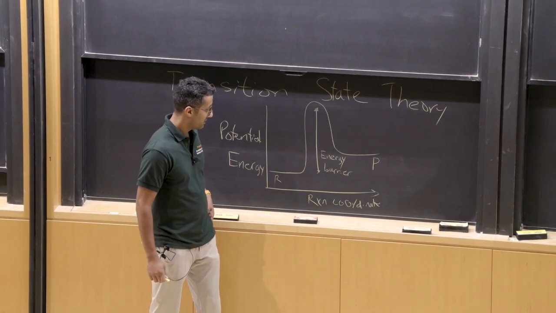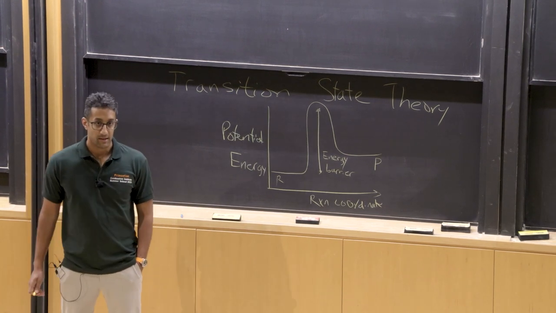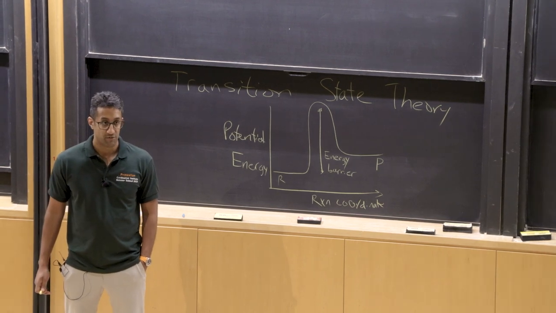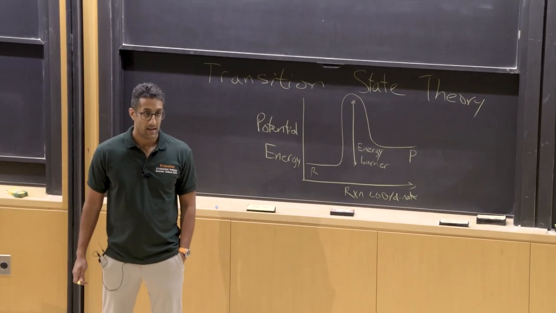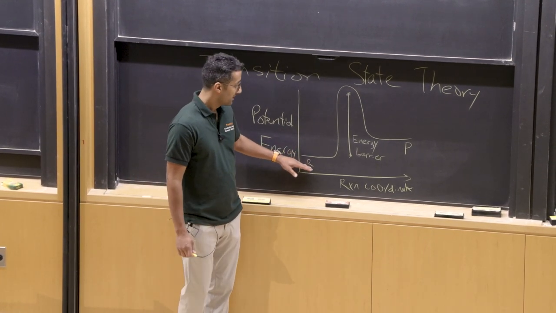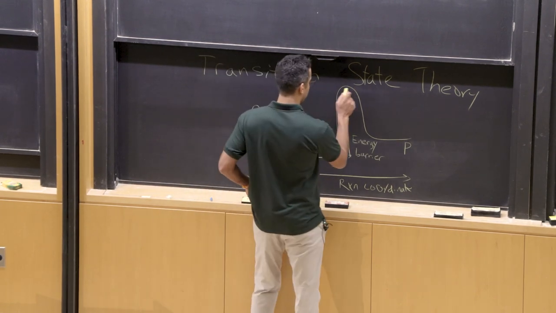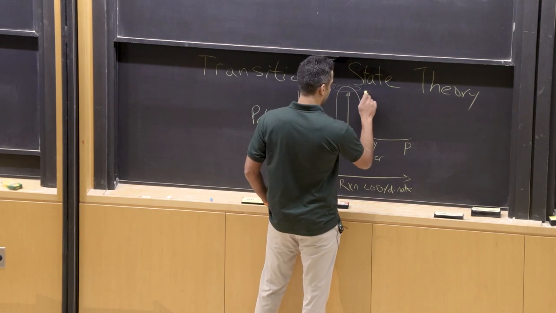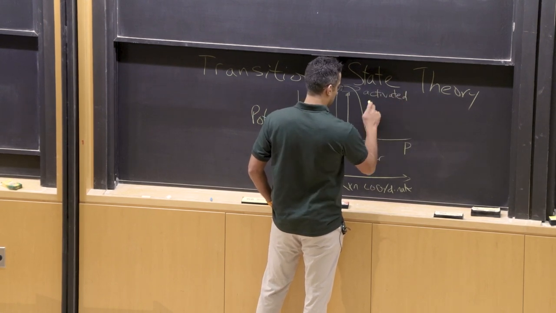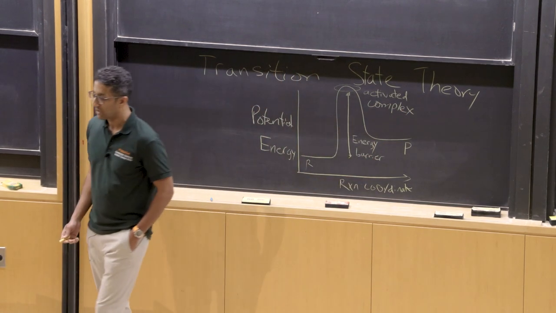Now, transition state theory came from a chemist named Polanyi, and he won the Nobel Prize for his discovery of transition state theory and his applications of it to many things. It's just a theory that said that for a reaction to happen, there has to be some activated complex in the middle. This activated complex, he called it a transition state.